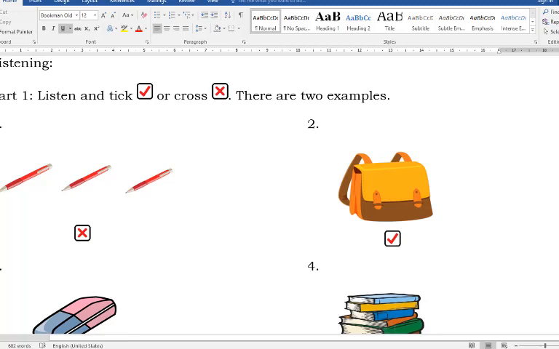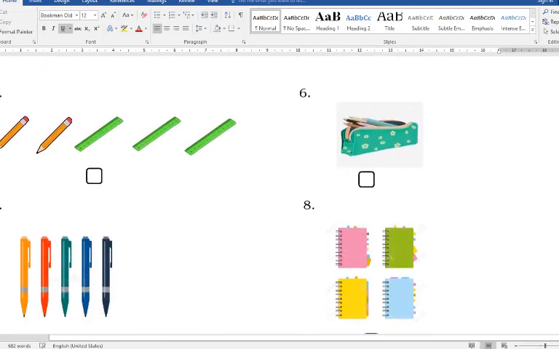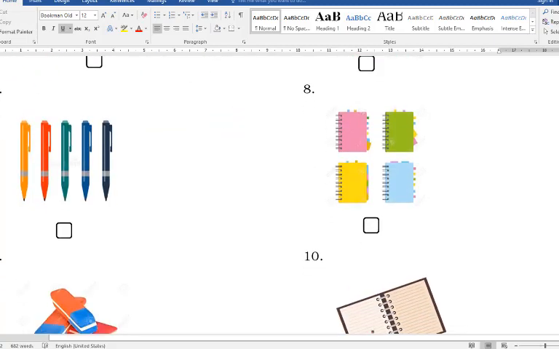3. I have an eraser. 4. I have 4 books. 5. I have 2 pencils and 3 rulers. 6. Do you have a pencil case? No, I don't.